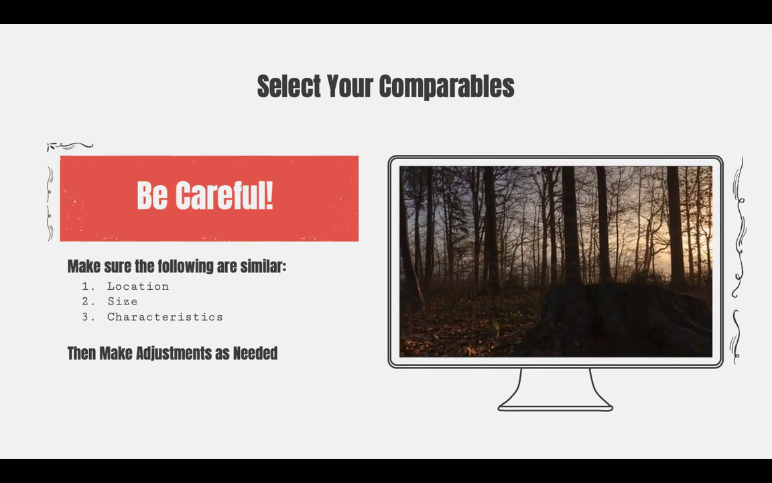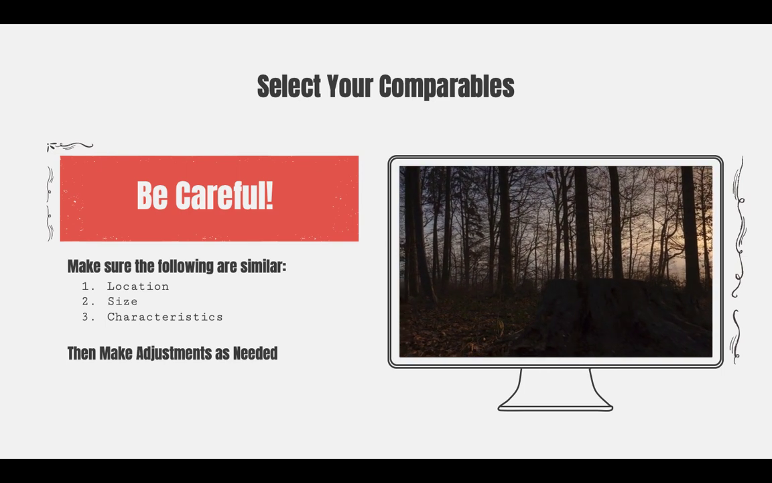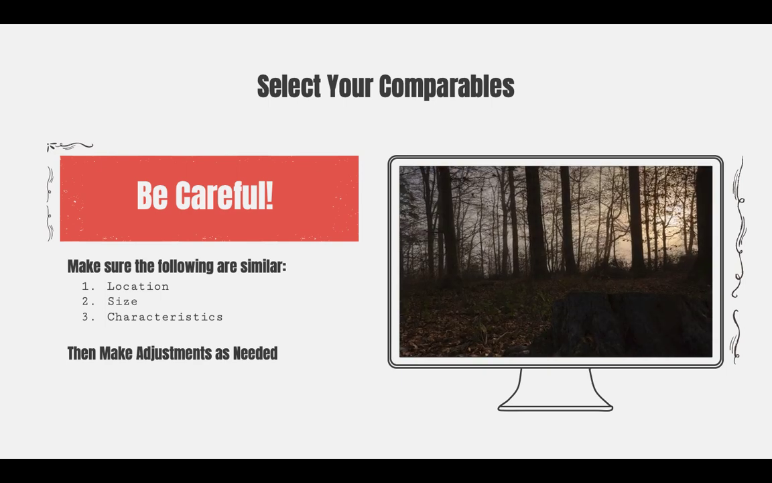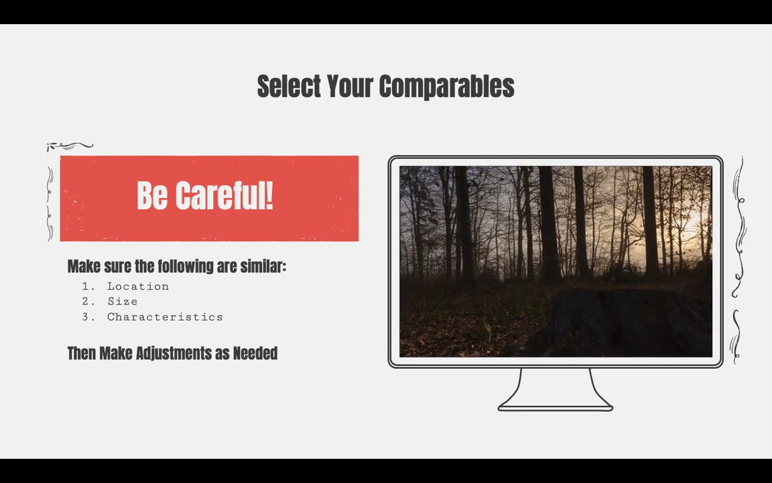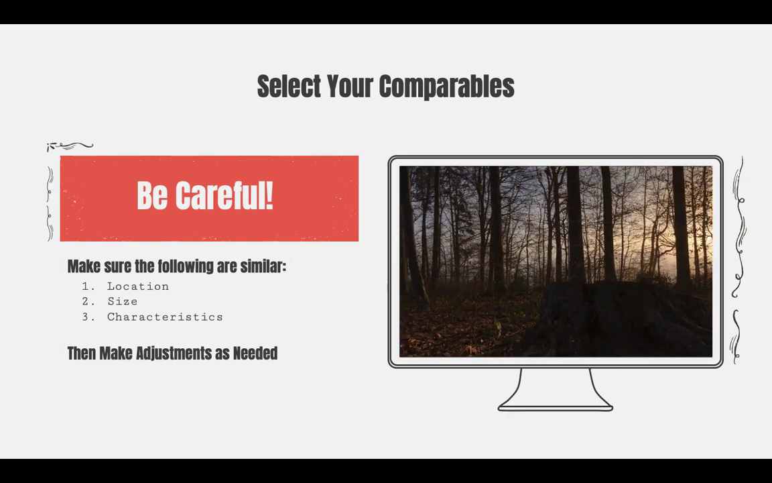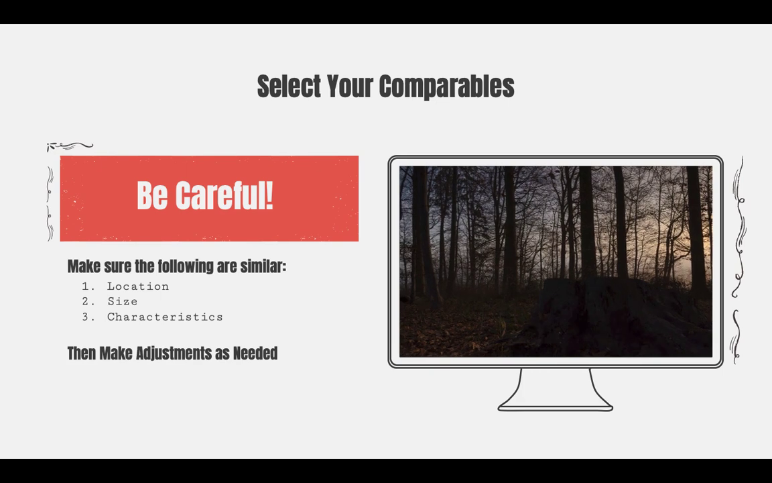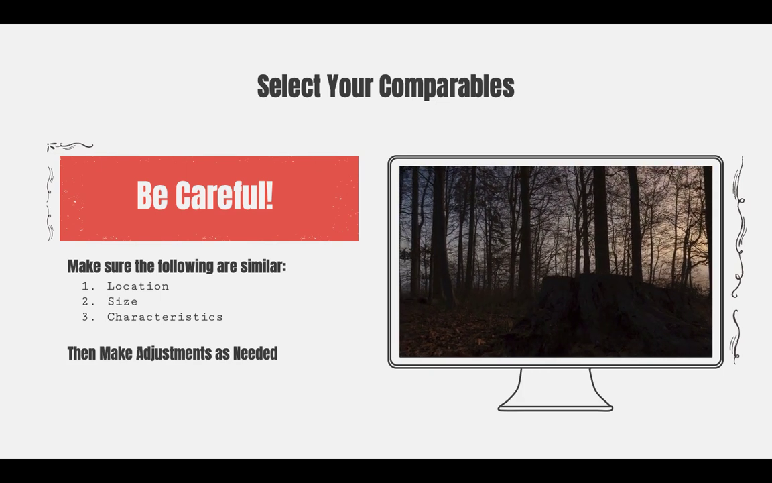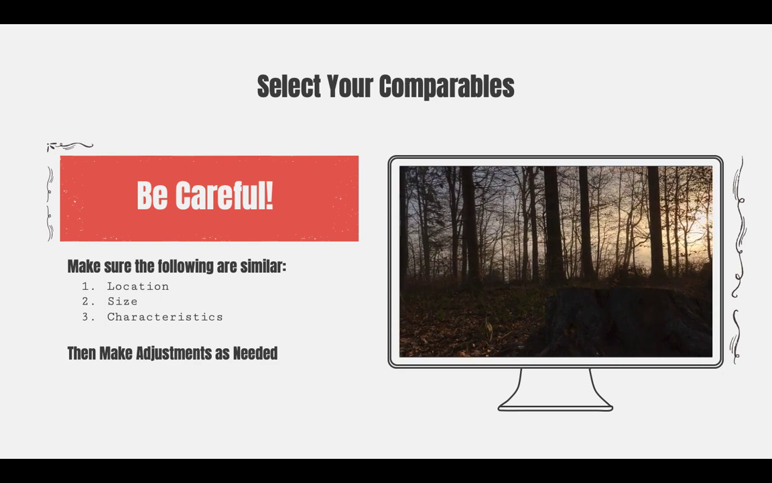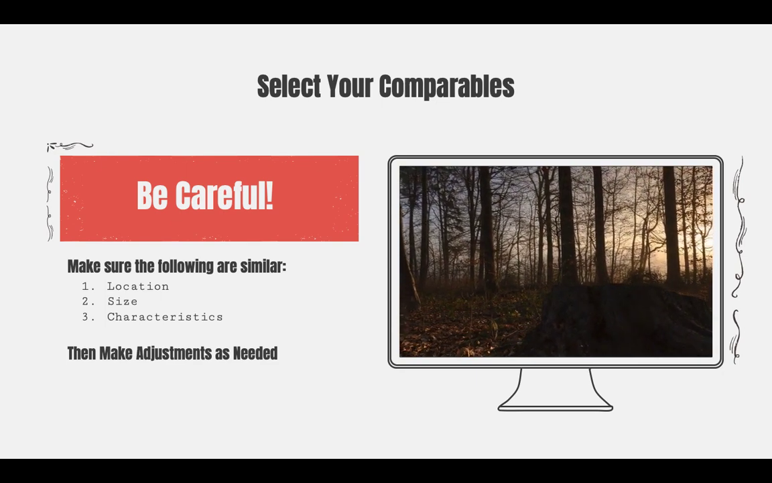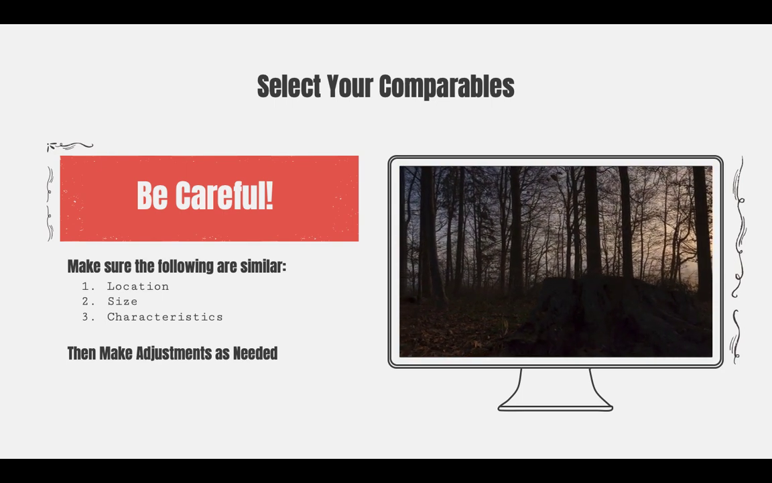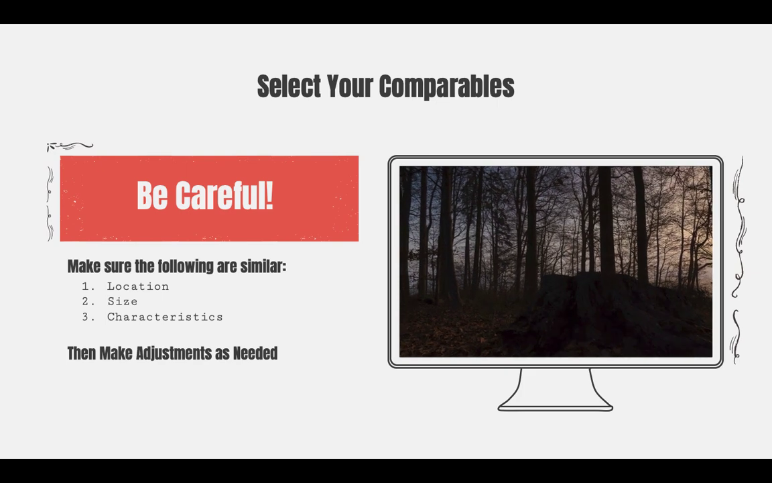So the first step is to select your comparables. You do want to be careful here because these comparables need to be as similar as possible. So that means they're in the same location. And with location, you do have to be very careful. As we all know, there can be a huge difference between properties, even a mile or so from each other. You also want to make sure they're similar size, and to the greatest extent possible, they have similar characteristics.